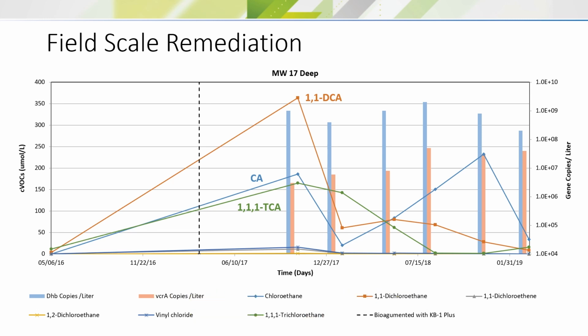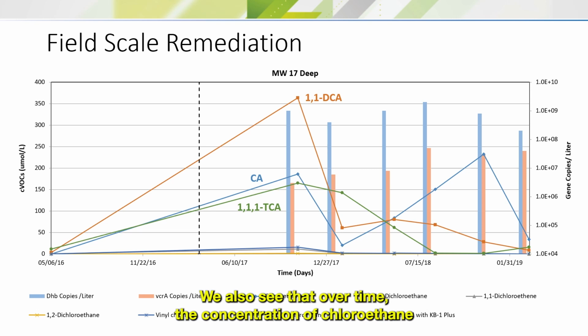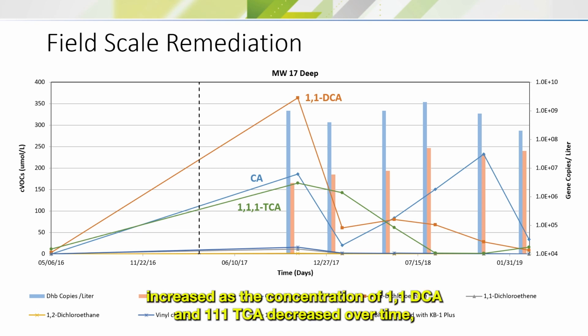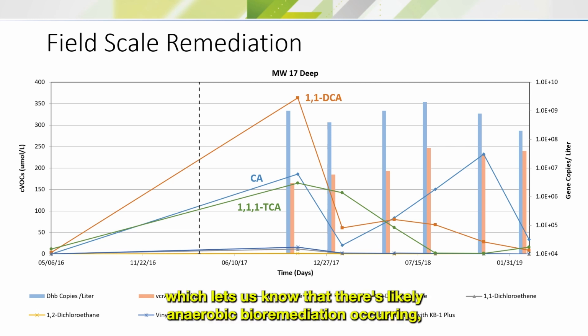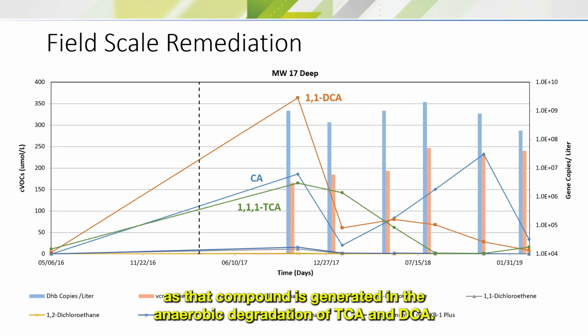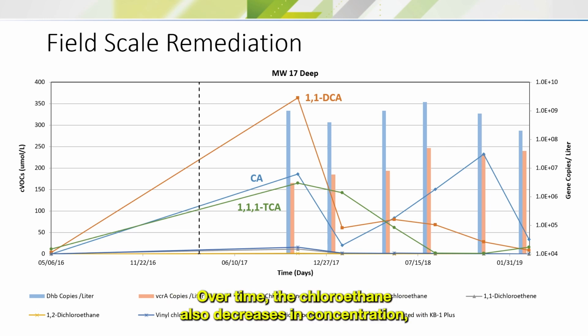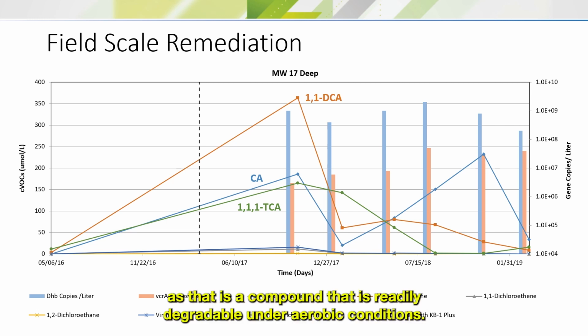We also see that over time, the concentration of chloroethane increased as the concentration of 1,1-DCA and 1,1,1-TCA decreased over time, which lets us know that there's likely anaerobic bioremediation occurring as that compound is generated in the anaerobic degradation of TCA and DCA. Over time, the chloroethane also decreases in concentration, as that is a compound that is readily degradable under aerobic conditions.